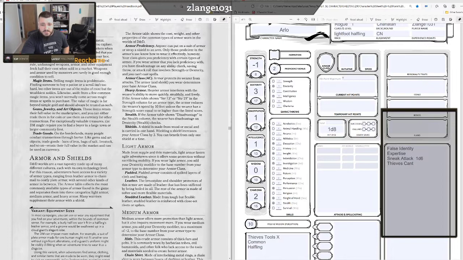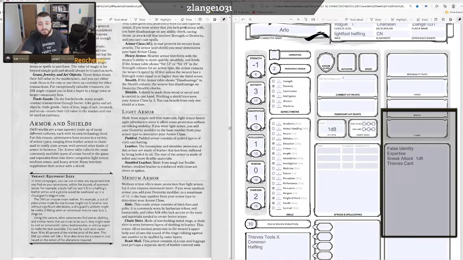Shields. A shield is made from wood or metal and is carried in one hand. Wielding a shield increases your armor class by 2. You can benefit from only 1 shield at a time. In previous editions, different shields gave you different bonuses. This one is straight up just a +2 to your armor class. You can work with your DM to have better things, but that's just what it is.